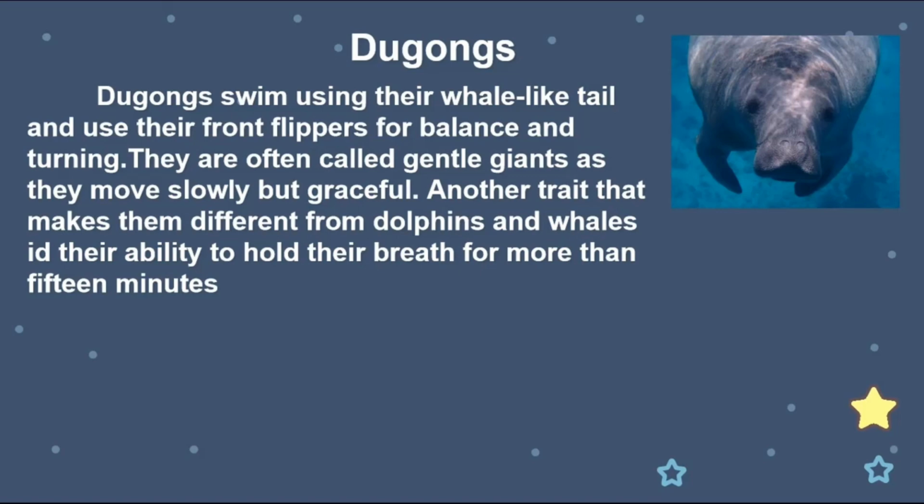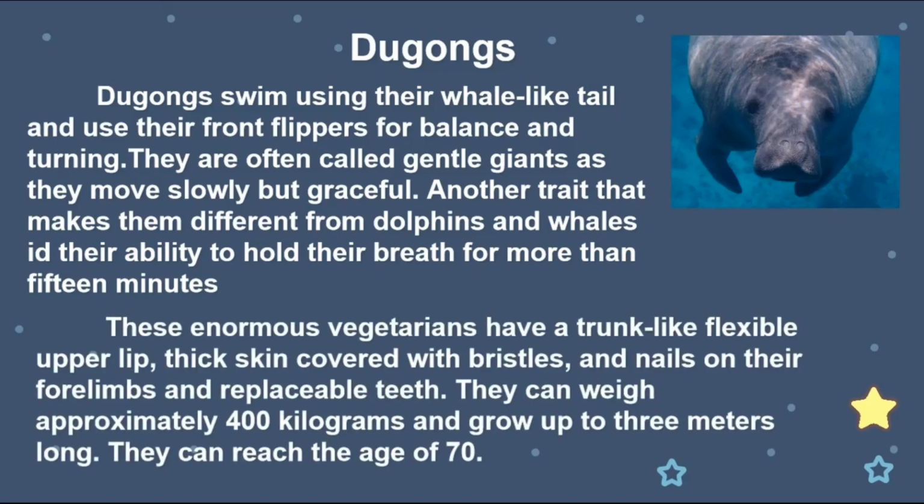Another trait that makes them different from dolphins and whales is their ability to hold their breath for more than 15 minutes. These enormous vegetarians have a trunk-like flexible upper lip, thick skin covered with bristles, and nails on their forelimbs and replaceable teeth. They can weigh approximately 400 kilograms and grow up to 3 meters long. They can reach the age of 70.